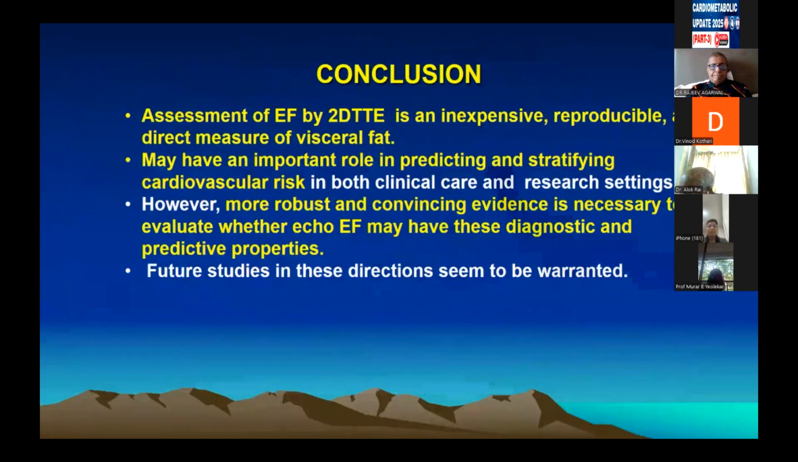In conclusion, assessment of epicardial fat by two-dimensional transthoracic echocardiography is an inexpensive, reproducible, and direct measure of visceral fat, and may have an important role in predicting and stratifying cardiovascular risk in the clinical setting. However, very important, more robust and convincing evidence is still necessary to evaluate whether echo epicardial fat, and maybe using even other techniques, may have these diagnostic and predicting properties. So future studies are definitely warranted.